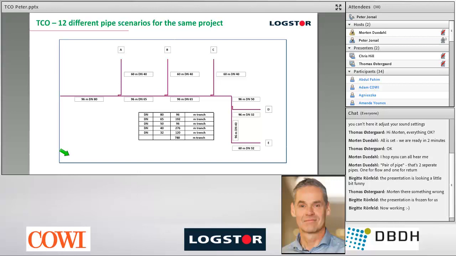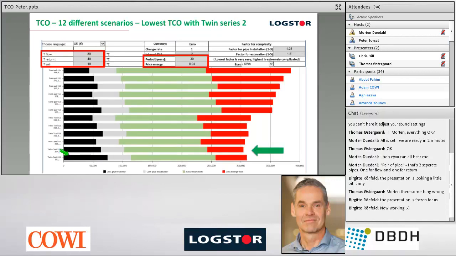Then to the calculation on total cost of ownership on 12 different pipe scenarios. I will look at a project like you can see on the screen, a very simple project with dimensions between 32 millimeter and 80 millimeter. If we do the calculation of the total cost of ownership on the 12 different scenarios, then it's very important to decide the right assumptions for the calculations. So now we have actually fixed the investment part. Now we have to look at what has influence on the operational part.